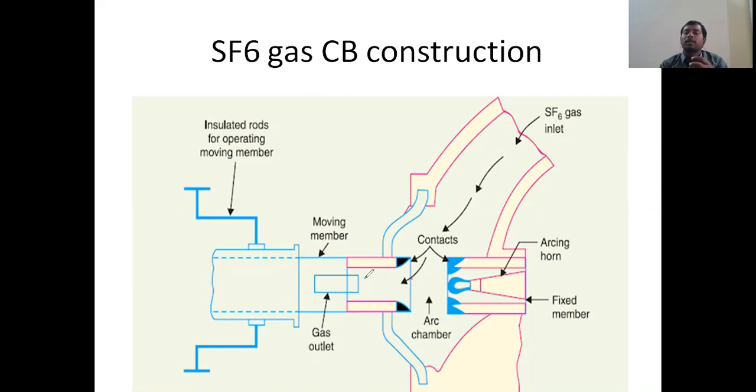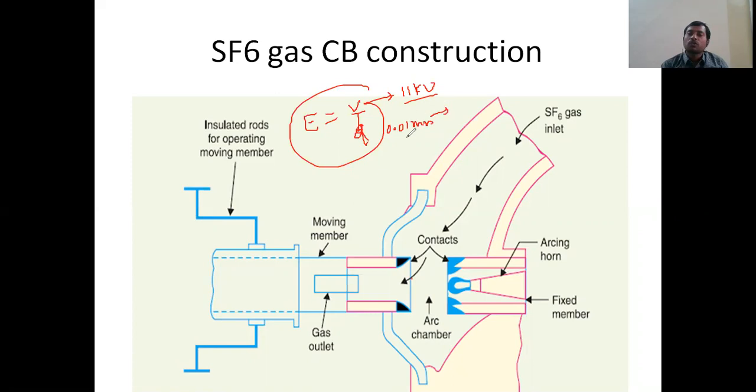Whenever the moving contact is pulled outside, automatically an arc takes place, because of the electric field intensity E equals V by D. The voltage is, for example, 11 kV, and the distance is very small. If the contacts are tightly attached to each other, there is no distance. So if it is moving, it has to cross 0.01 mm, 0.02 mm, 0.1 mm, 0.5 mm, and 10 mm, like that. The gap must increase from a small gap to a large gap.